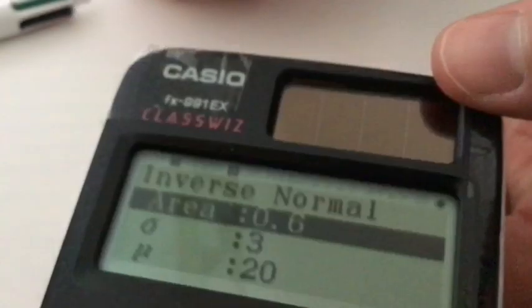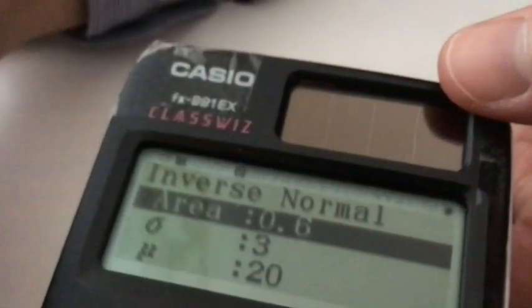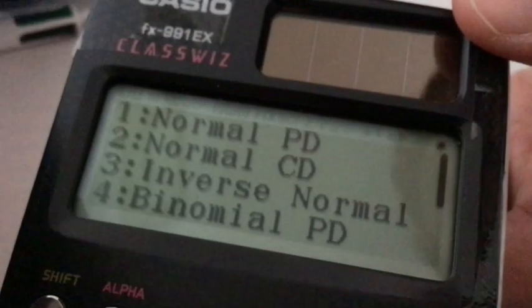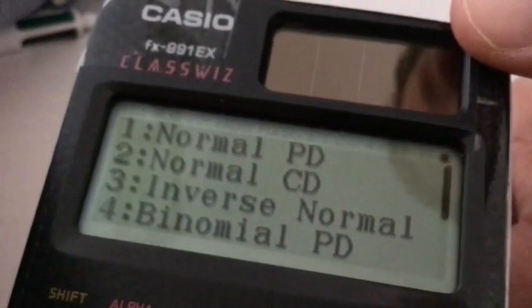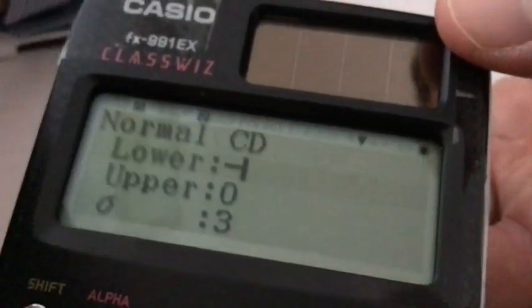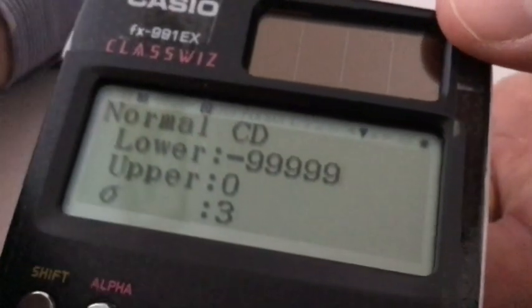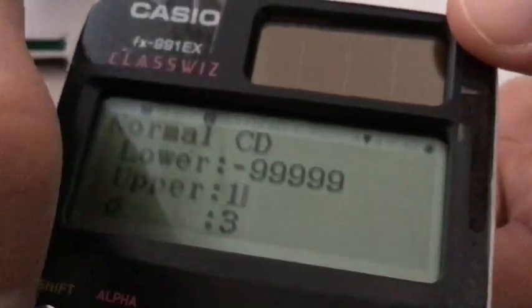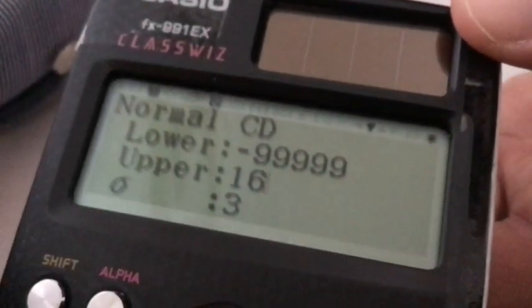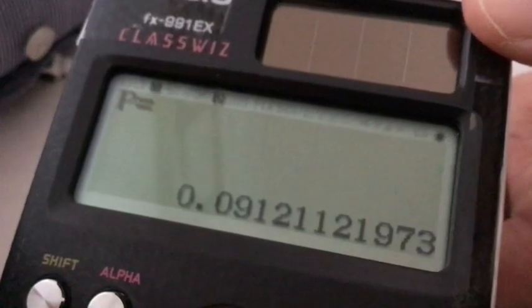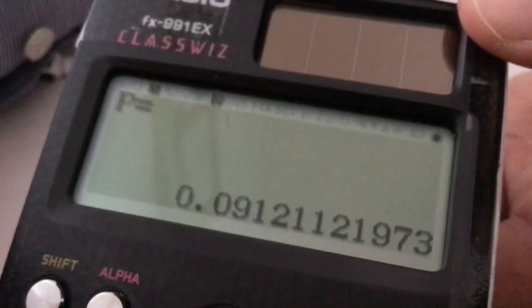on my calculator. So I was on the inverse normal distribution, but now I need to find the probability that x is less than 16. So I'll go back to my menu, yep, number 7, and this time I want normal CD, never normal PD, always normal CD, number 2. I'm looking for everything less than 16, so I'll put in minus 99999 for my lower, because I want to go all the way down to minus infinity. And the upper will be 16. My standard deviation was 3, and my mean was 20. And I get 0.0912.